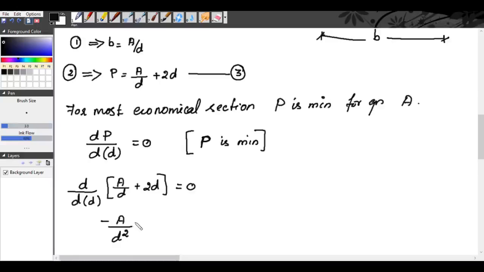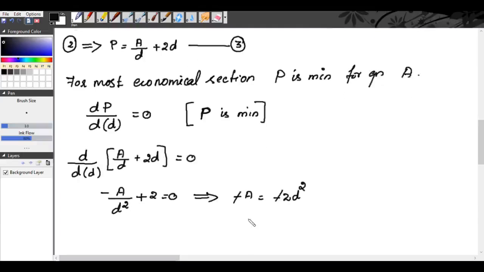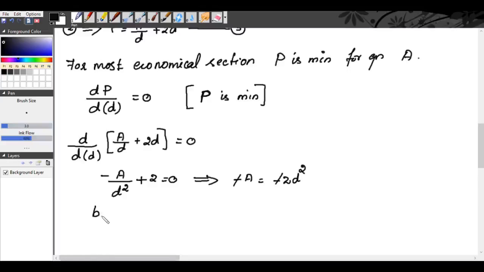Plus, differentiating 2D with respect to D, we get 2, equal to 0, from which we get minus A equal to minus 2D square. So we can cancel this minus and minus. We get A is equal to 2D square. But we know area is equal to B into D. So B into D is equal to 2D square. You can cancel this D and one D here. So what you get is B is equal to 2D.